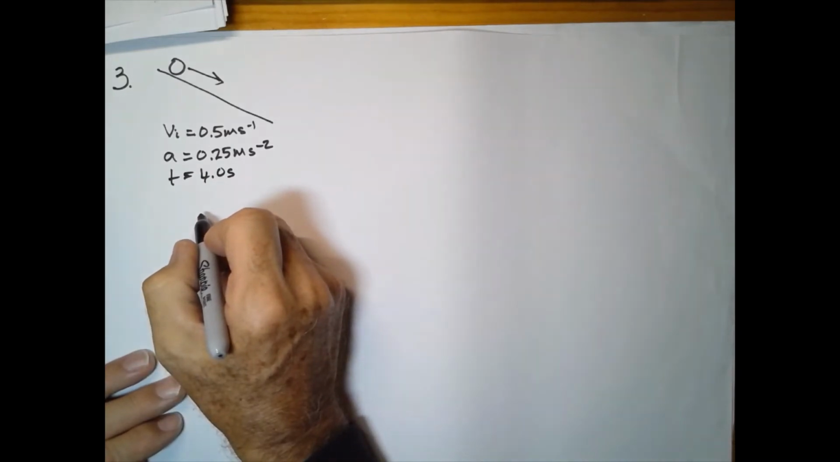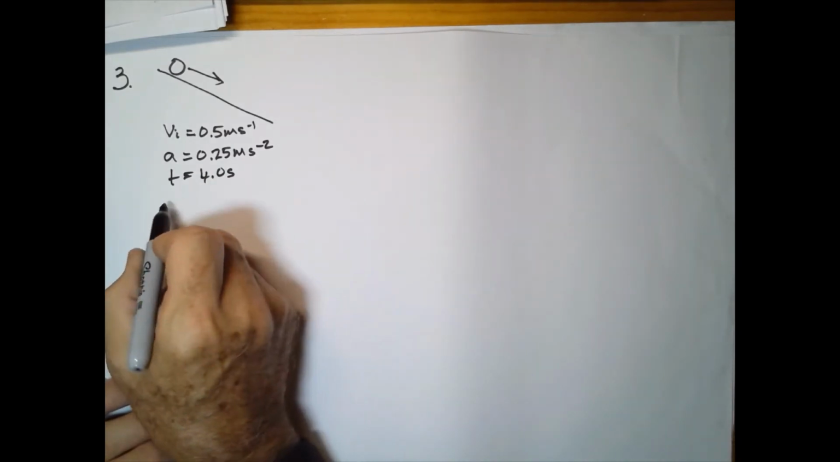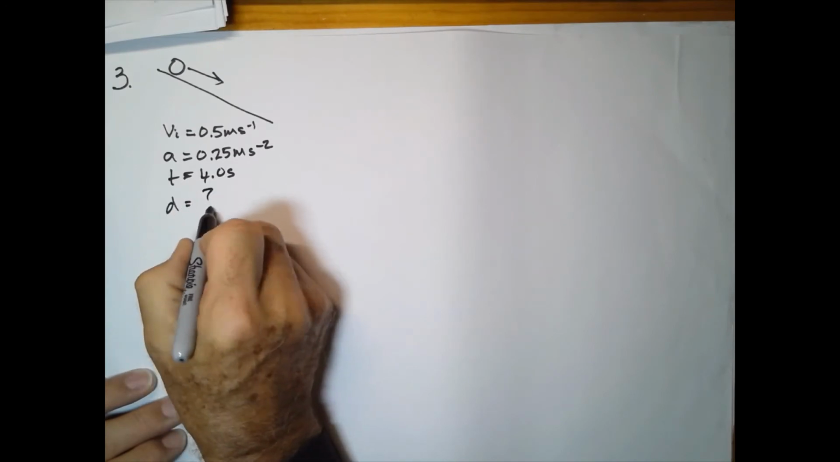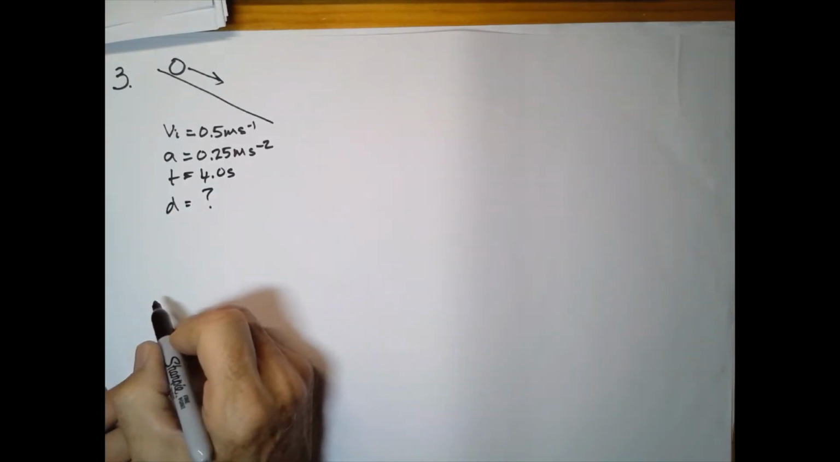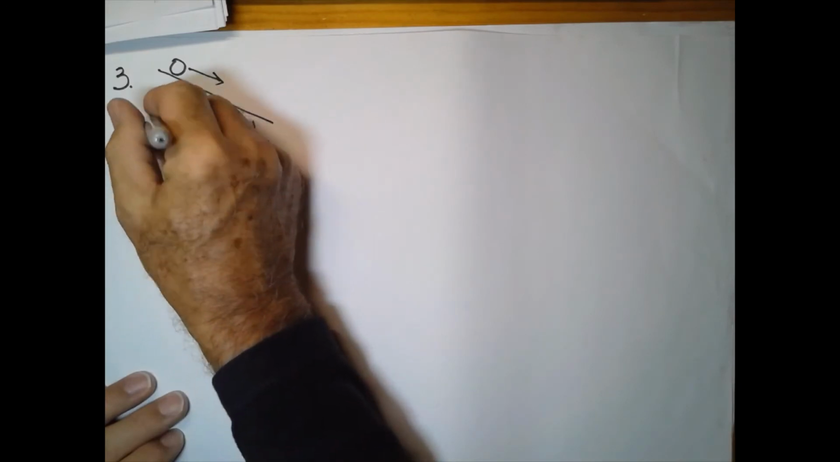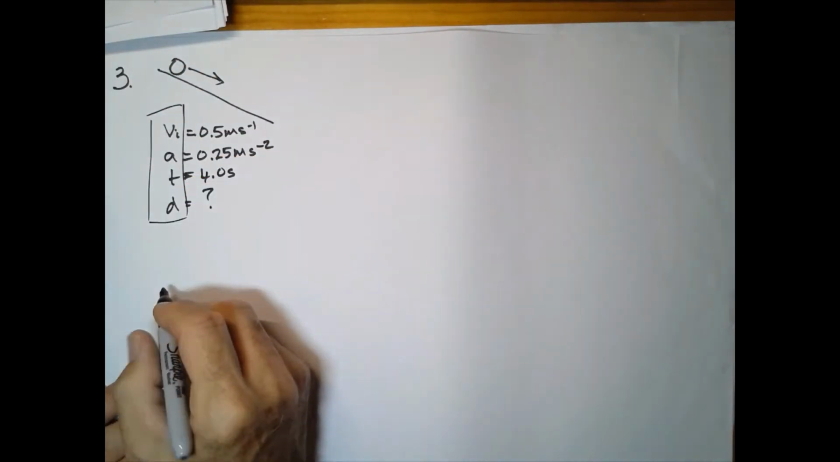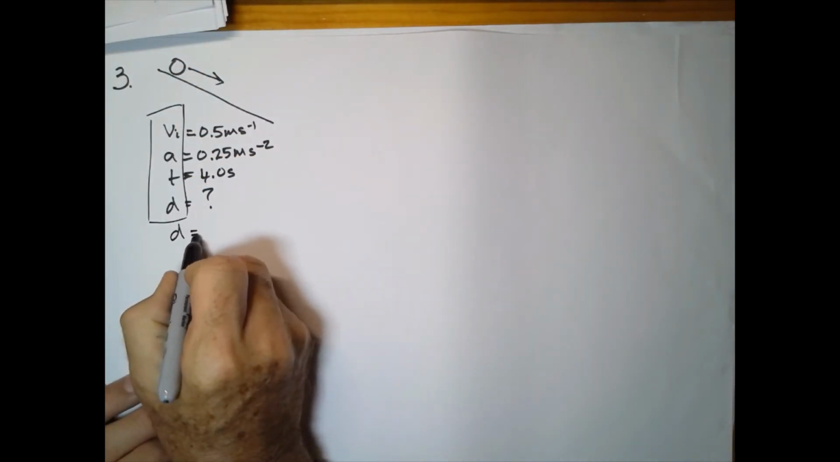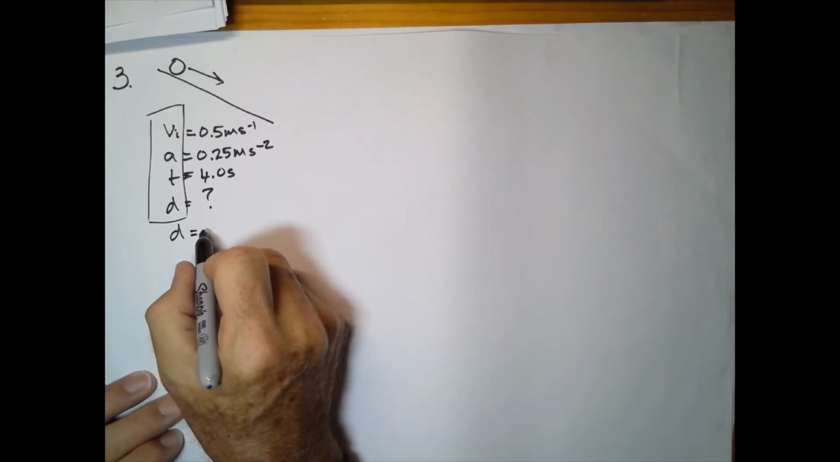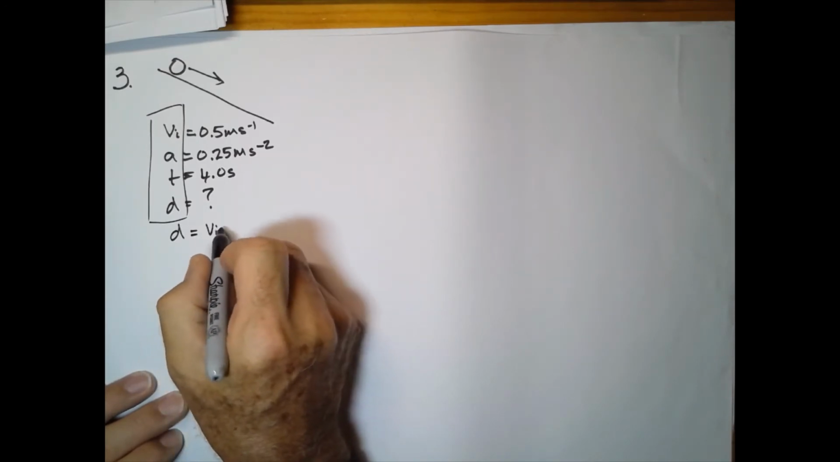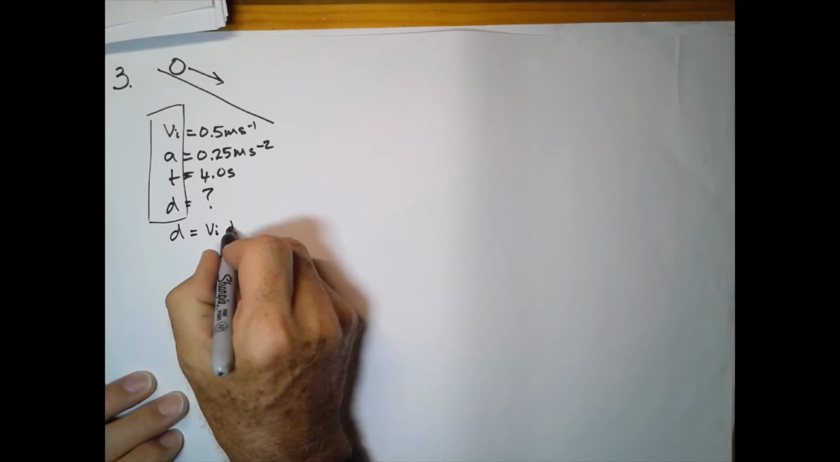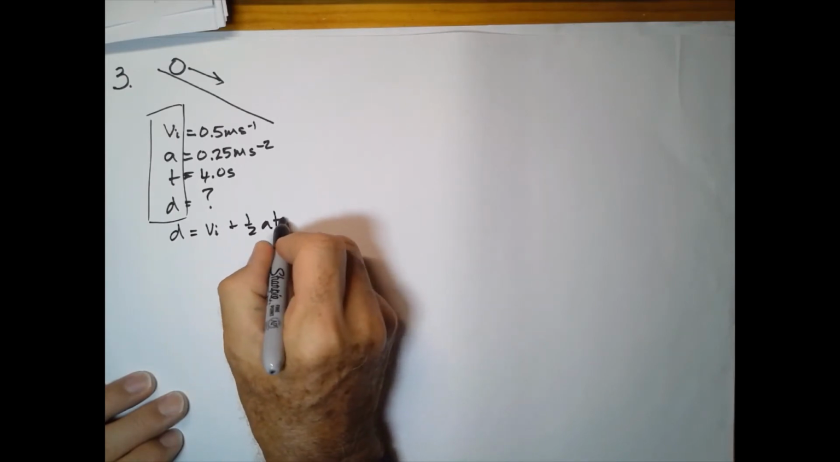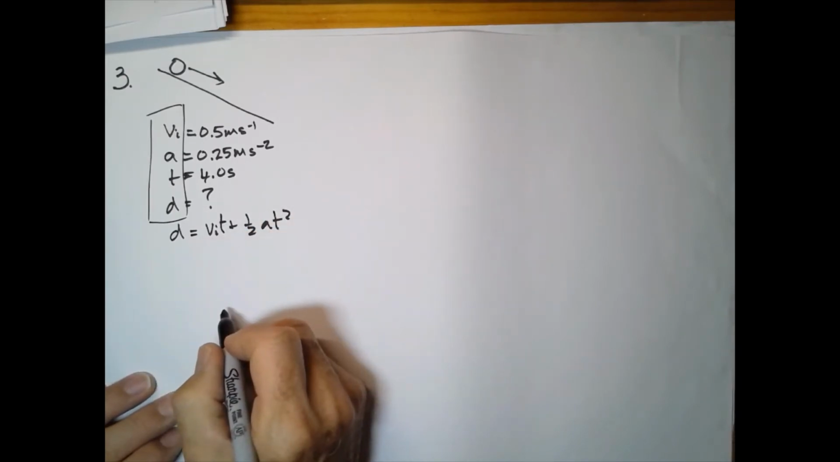What's the question? How far does the ball roll in this time? So we don't know distance. What's an equation which ties these 4 variables together? Displacement is equal to vit plus a half at squared.